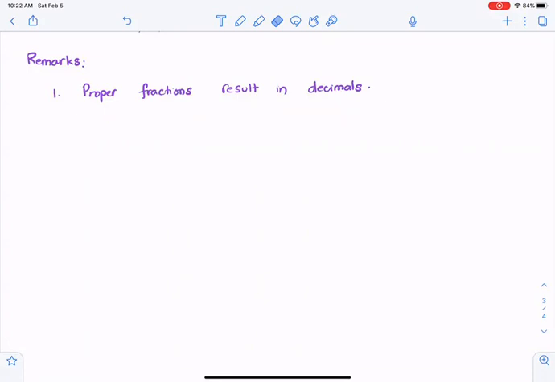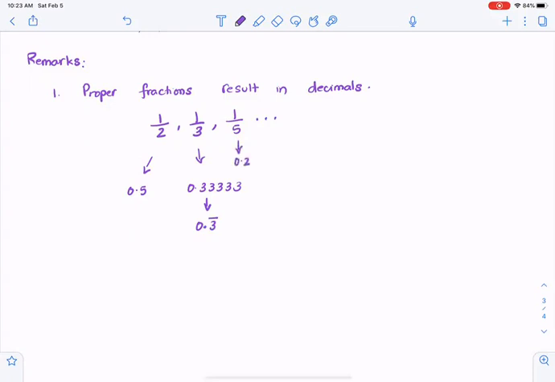Now, 1 over 2 is 0.5. 1 over 3 is 0.33333. So since the digits are repeating, we can write it as 0.3 and put a bar on the 3 to show it repeats. 1 over 5 is 0.2, easy.